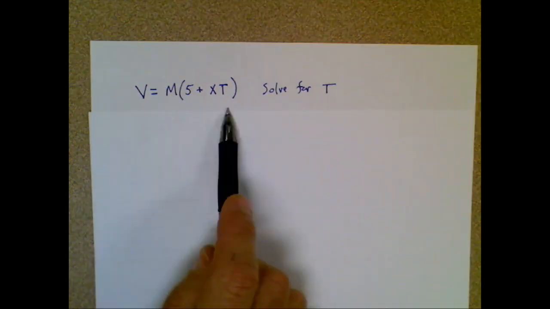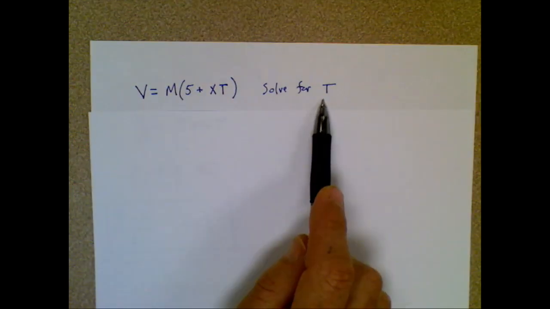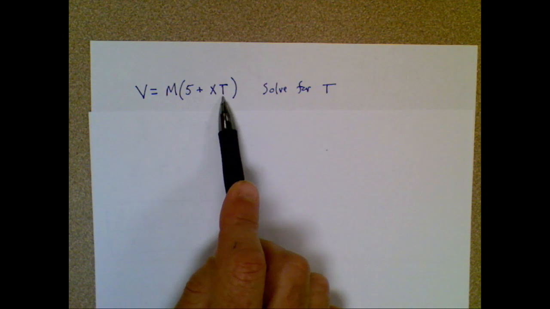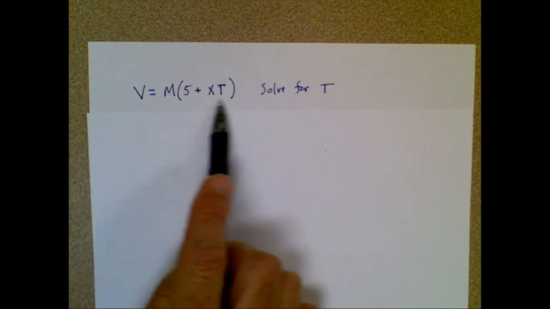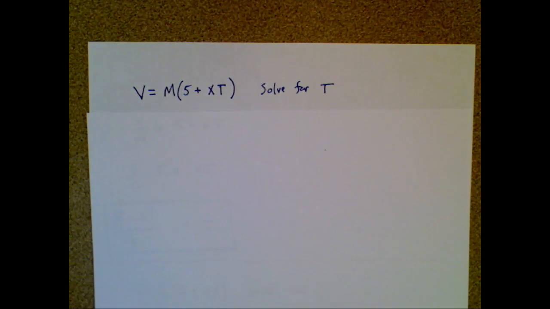I have this gnarly looking equation and I'm asked to solve for t. The equation that you see on your software program on Savvas is going to look just like this, but it's going to be probably different letters and different numbers. I'm going to show you 2 different ways to solve this. You choose the one that works easiest for you.